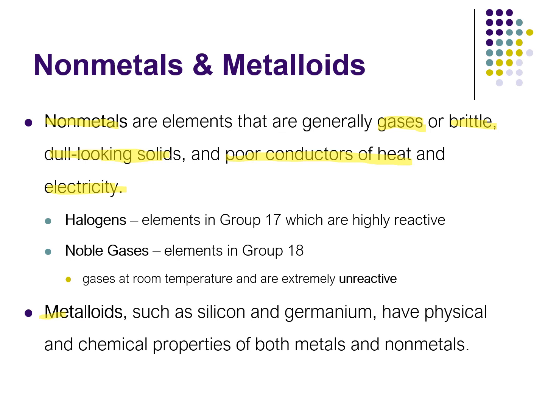And then, yung metalloids, pag sinabi nating metalloids, ito po ay yung mga elements na may characteristic ni metal at ni non-metal. So, parang pinagsama si metal at non-metal. That's why they are considered as metalloids. So, another term used to describe metalloids is semi-metal. Okay, may characteristic siya ni metal at may characteristic din siya ni non-metal. So, metalloids such as silicon and germanium have physical and chemical properties of both metals and non-metals.